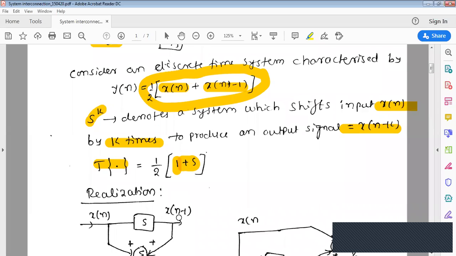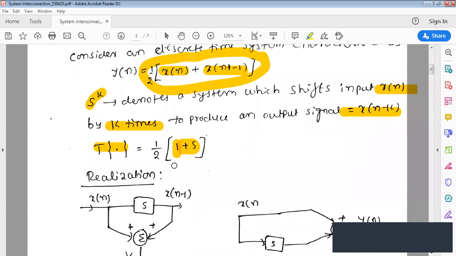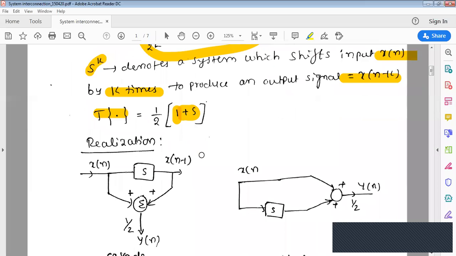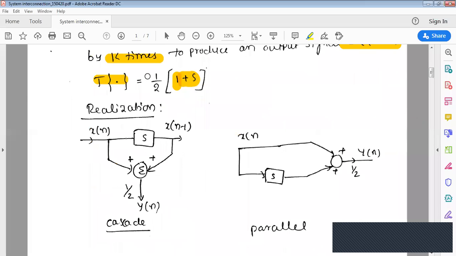No, sir. Now, how do you represent these systems is the issue. There are two ways to represent the system. Let us write one simple system. This system only I will represent. So it is 1 by 2. T is equal to 1 by 2 into 1 plus s.